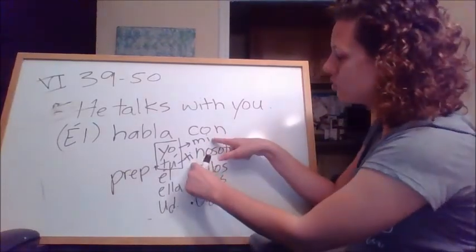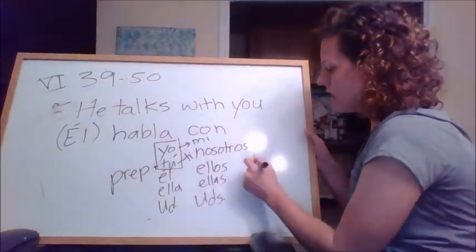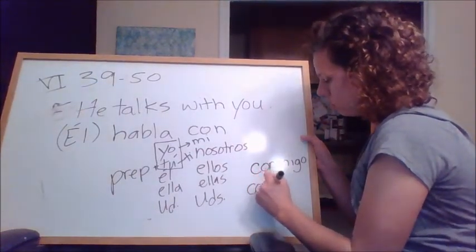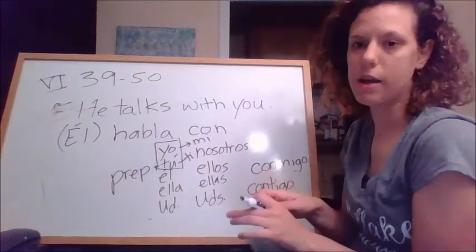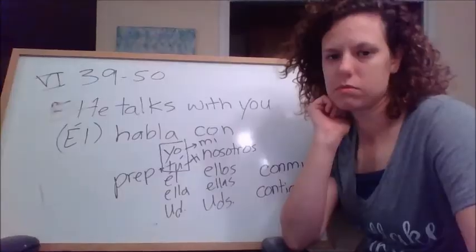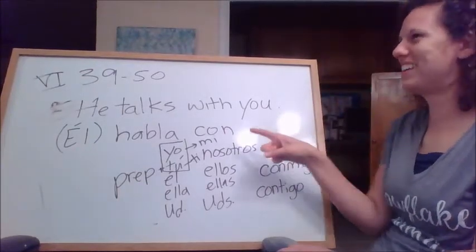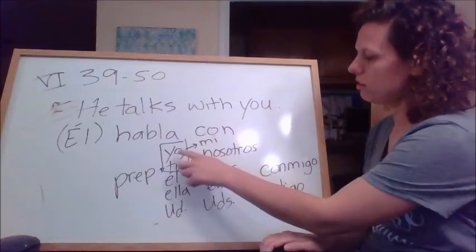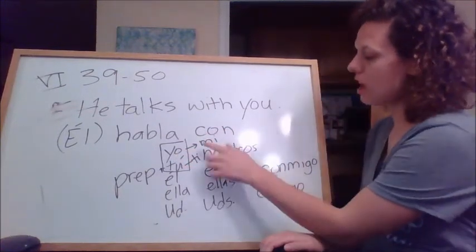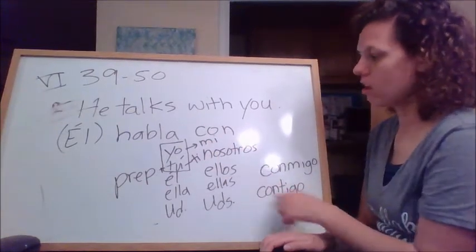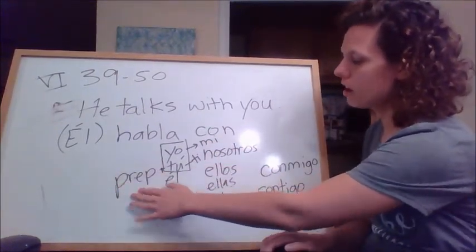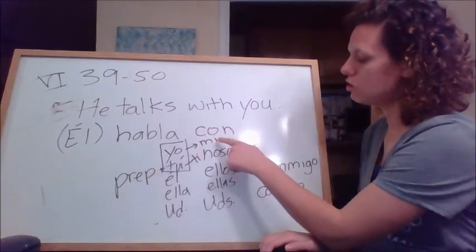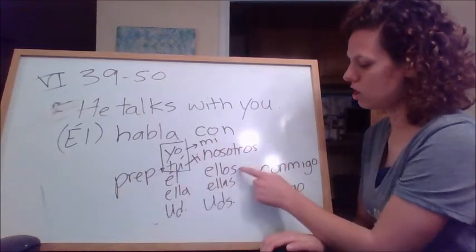Bonus, if these two come after con, they become conmigo and contigo. Okay? So when you have con and you've got yo or with me or with you informal, it has to be conmigo or contigo. The other prepositions like para, antes de, detrás de, entre, whatever, everything is just mí, ti, él, ella, usted, nosotros, ellos, ellas, ustedes.